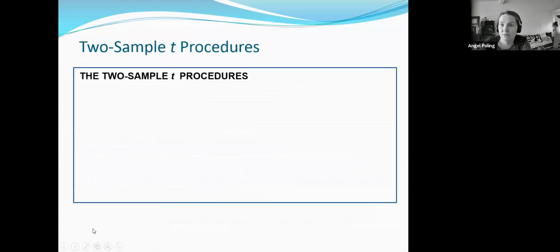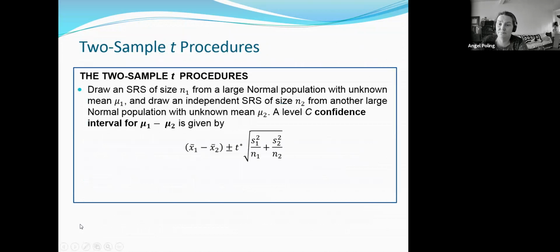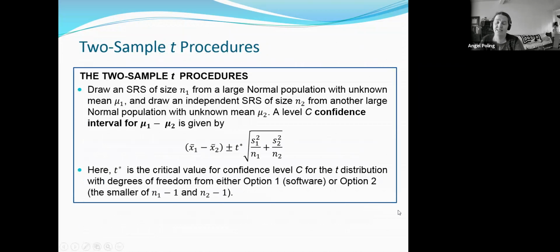Okay, so still on the info slide. Let's take a look at the confidence interval notation. Draw an SRS, a simple random sample of size n sub 1 from a large normal population with unknown mean mu sub 1, and draw an independent SRS, simple random sample of size n sub 2 from another large normal population with unknown mean mu2.